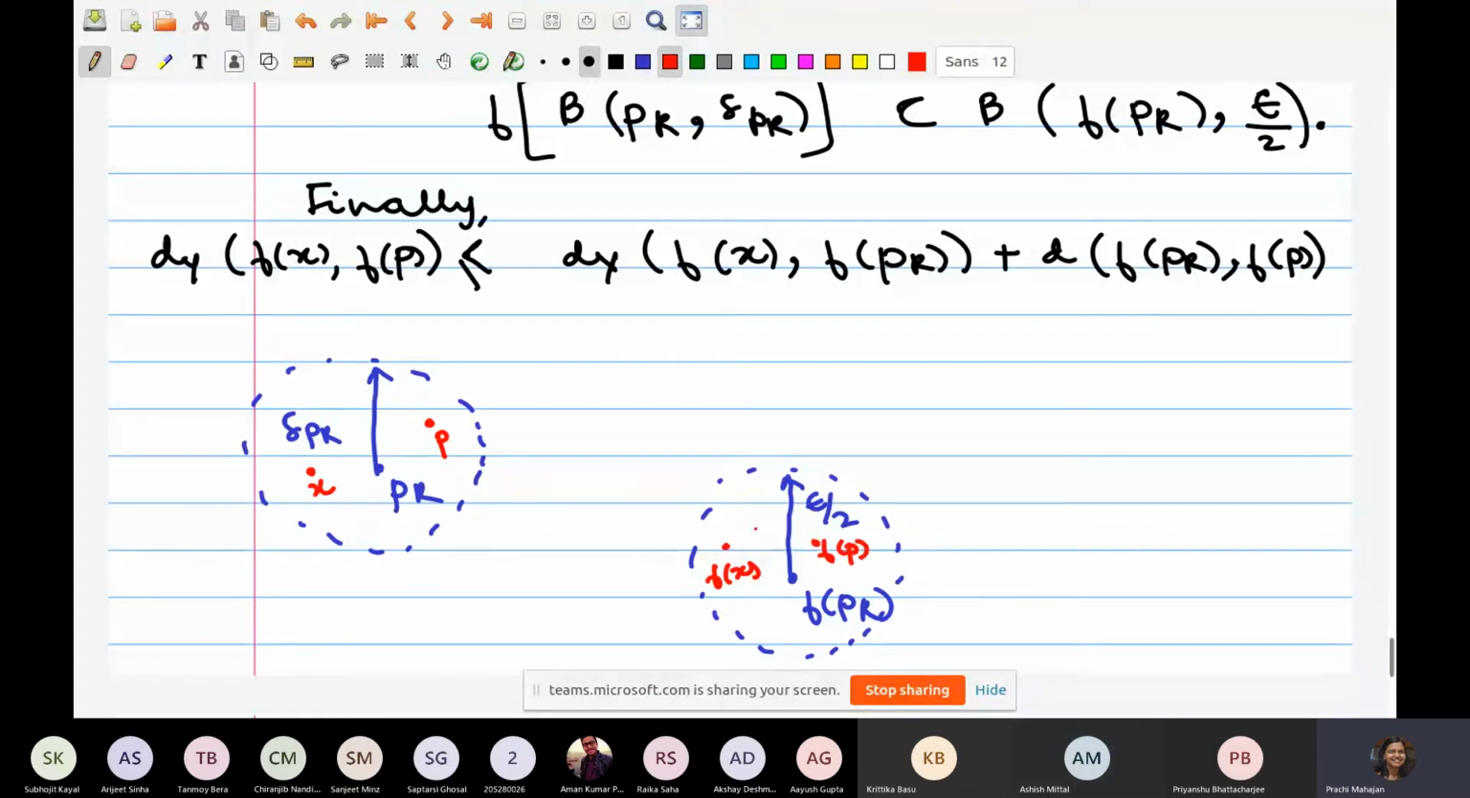So the first thing will be epsilon by 2, right? The distance between Fx and Fpk is at most epsilon by 2, and the second one is also epsilon by 2. So what does it say? Whenever X and P are at most delta distance apart, then Fx and Fp are going to be at most epsilon distance apart. And this delta is independent of the choice of the points X and P. So hence, this is saying that the function f is uniformly continuous, and we are done.